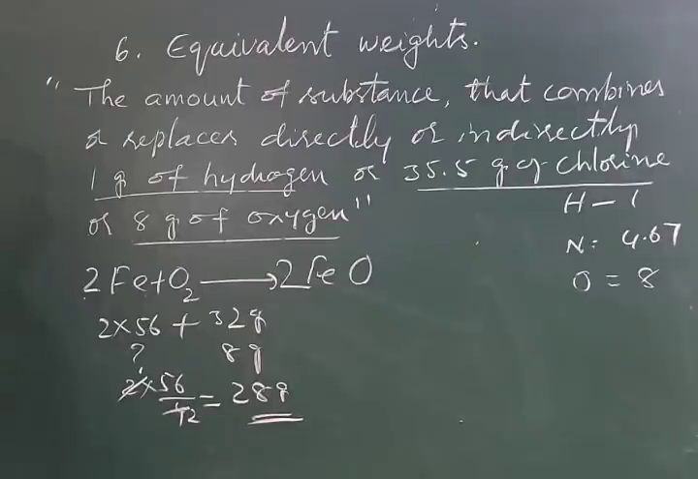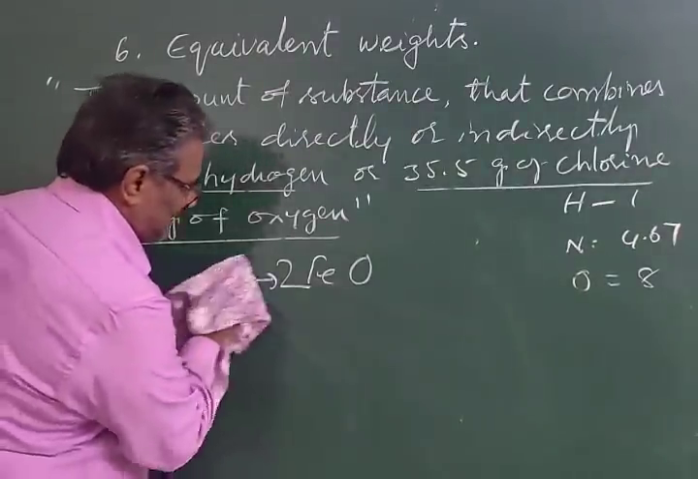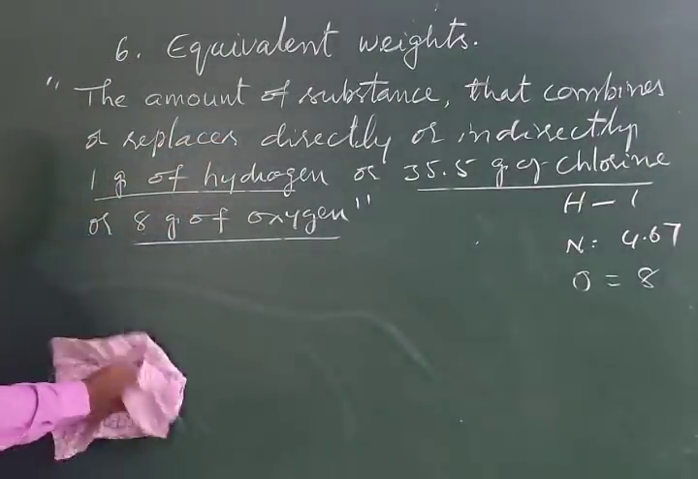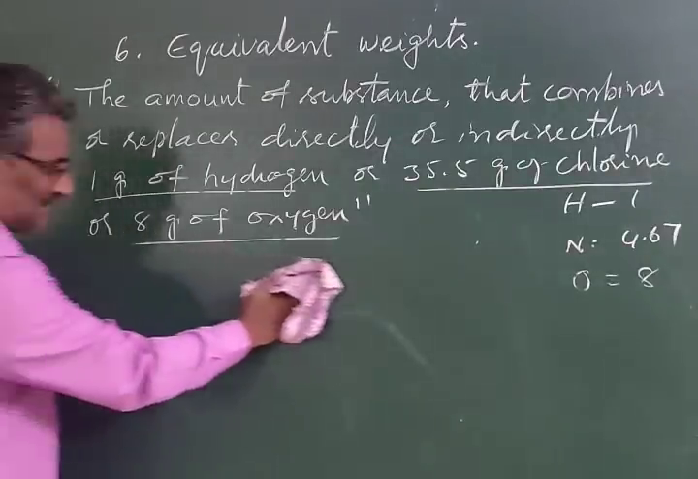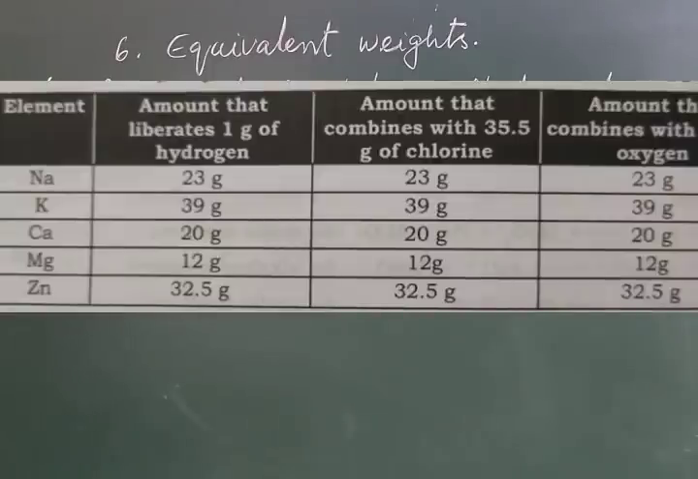If equivalent weight is expressed in grams, we call it a gram equivalent weight, just like gram molecular weight. If molecular weight is expressed in grams, we call it gram molecular weight. In the same way, if equivalent weight is expressed in grams, we call it gram equivalent weight. So you can observe a tabular form shown in the book.